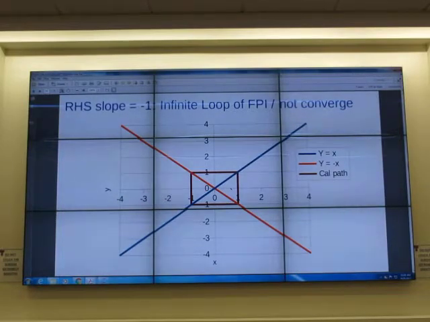So if the cross is like that, very close, the slope of the right hand side equation is equal to -1. When you start from one value, you calculate the right hand side, take that value as a new x value, and keep doing that. So you keep moving around, don't go anywhere, and it doesn't converge.